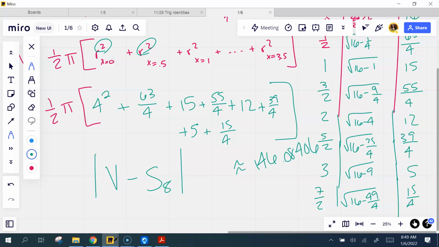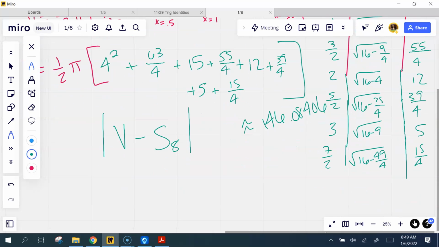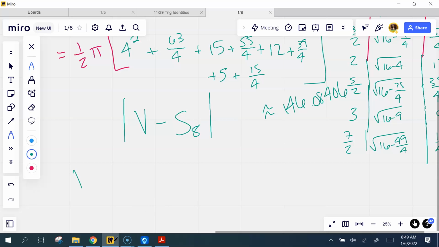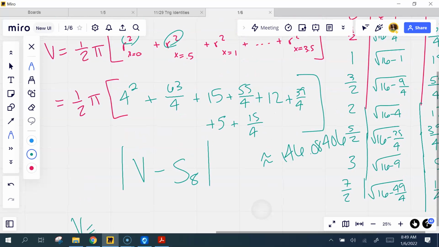So understand what they're doing is they're showing you that by doing these cross sections, we're still coming close. It's an estimation for the volume. It doesn't give us the exact volume. We have formulas for exact volume, right? How do you find the exact volume of a sphere? Then divide by 2 and multiply by pi.